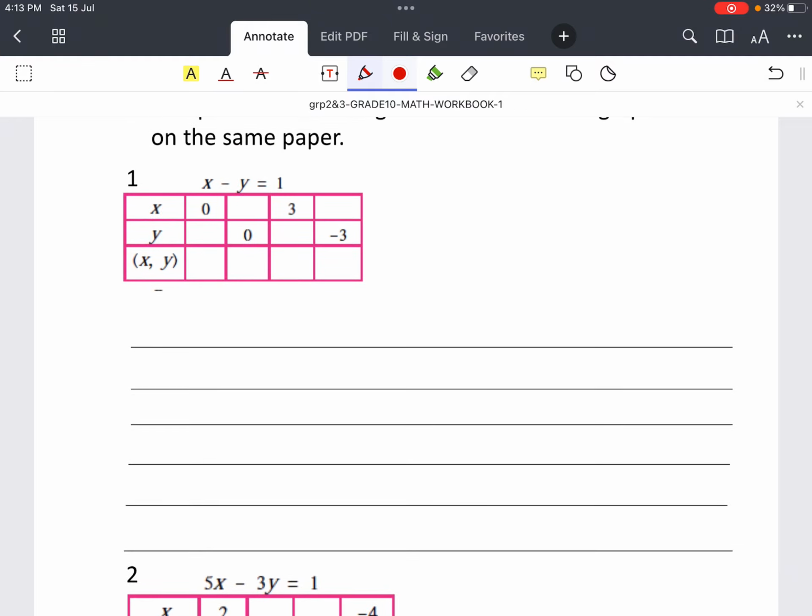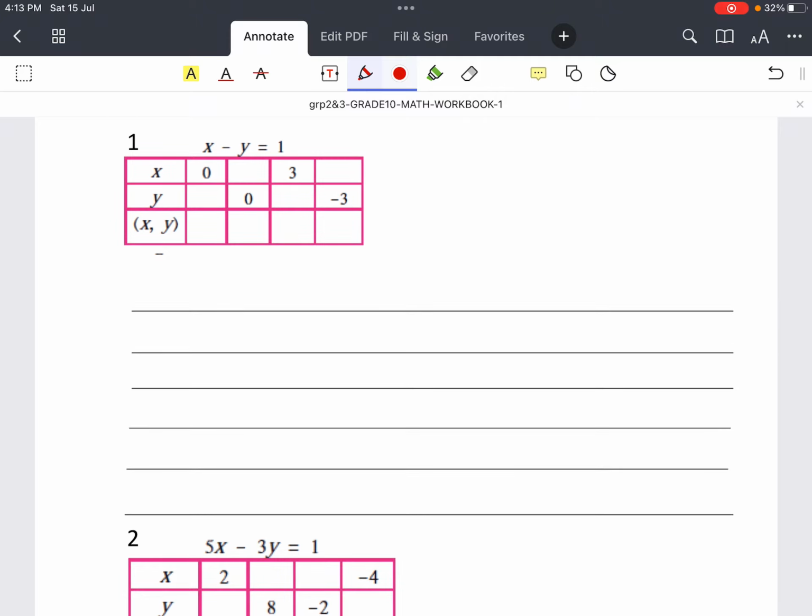First of all, we will solve this and then we will move to the graph. As per the previous condition, we know that the equation is x minus y is equal to 1. So here x is equal to 0. Therefore, put x equal to 0.